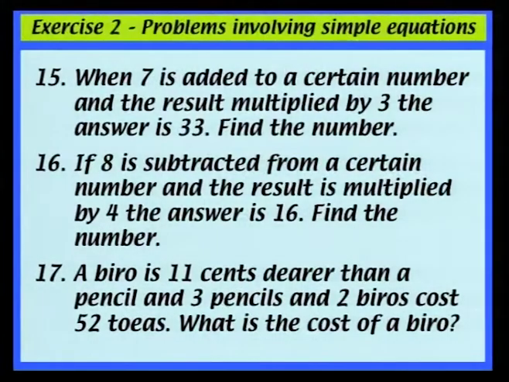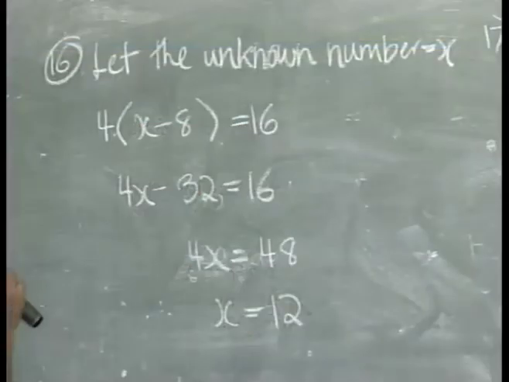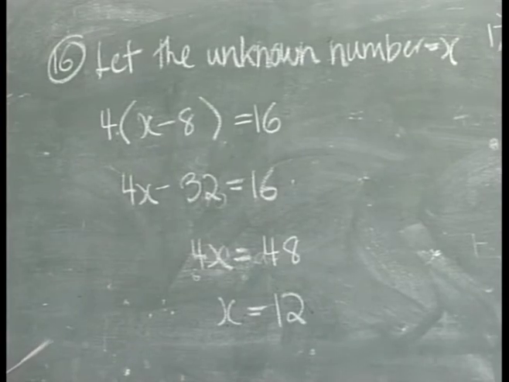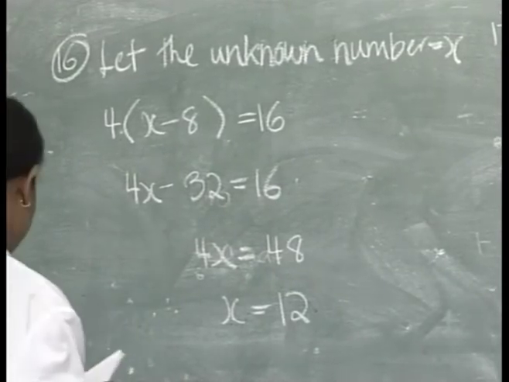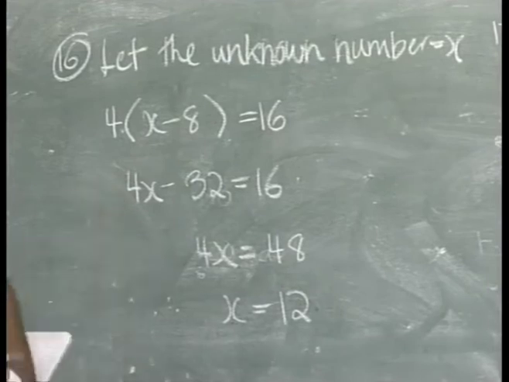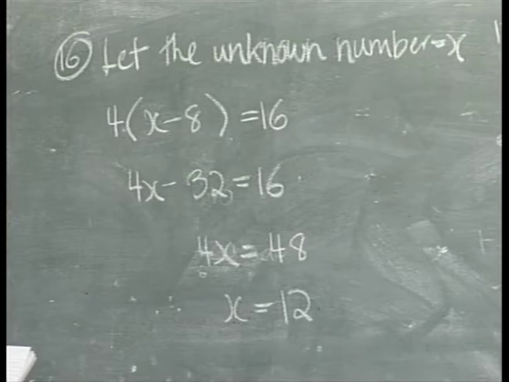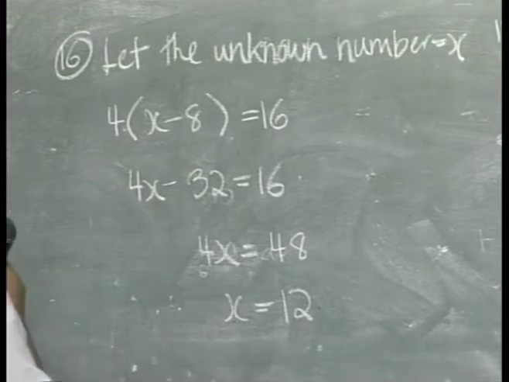For question 16, the question reads, if 8 is subtracted from a certain number and the result is multiplied by 4, the answer is 16. So they're asking us to find the unknown number, and we'll let the unknown number be x. So if 8 is subtracted from the unknown number, we write it like this, and then the result is multiplied by 4. So we multiply by 4.